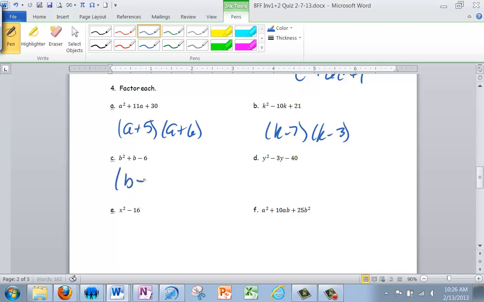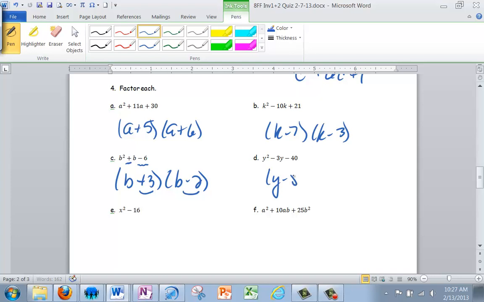C is b plus 3, b minus 2. Some of you had sign difficulties. Be very careful. For example, notice that this is multiplied to be a negative 6. So positive 3 times negative 2 is a negative 6. Some of you had two negatives there or two positives. Be real careful. You've got to watch that. And the sign has to match the middle term as well.